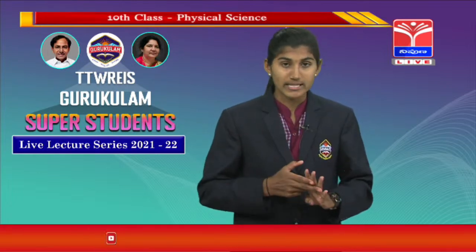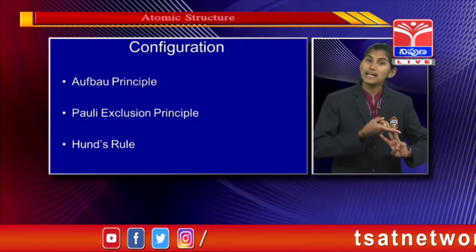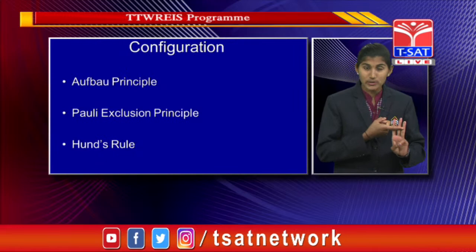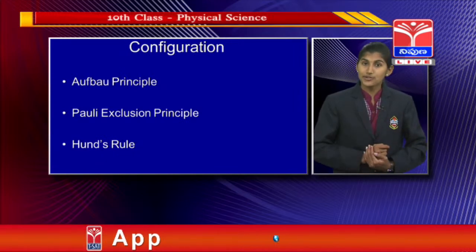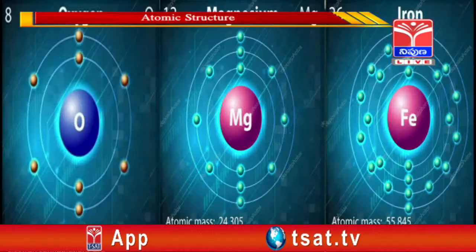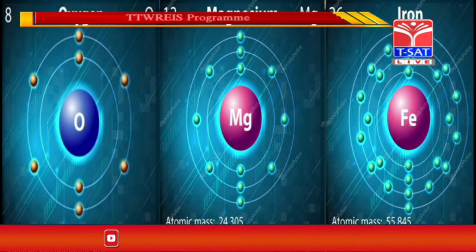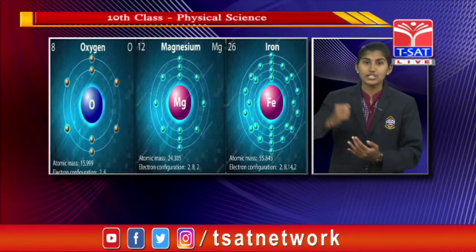So, there are three rules. They are the Aufbau principle, Hund's rule, and Pauli's exclusion principle. These are the three rules to write electronic configuration. Firstly, the Aufbau principle states that the electron always enters the least energy shell, and only then moves to the higher energy shells.